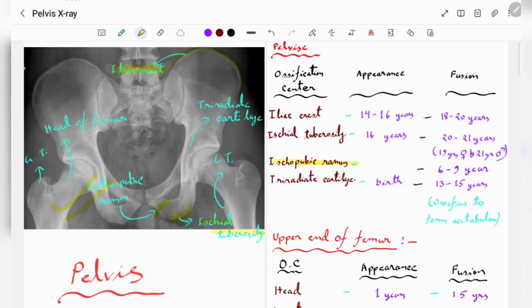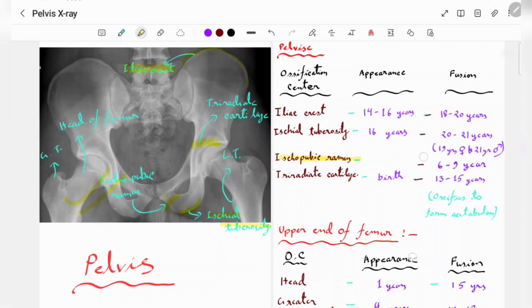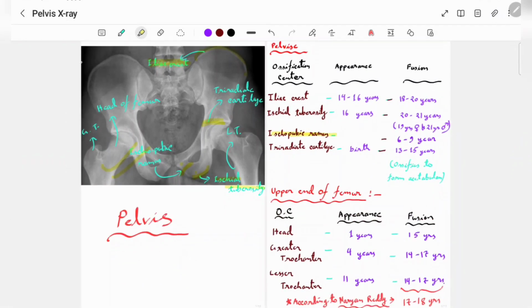Then is the triradiate cartilage. Here cartilage is present until the time it ossifies into bone. So that is the pelvis part. Now we see the major points of the upper end of the femur. So what are the major points?